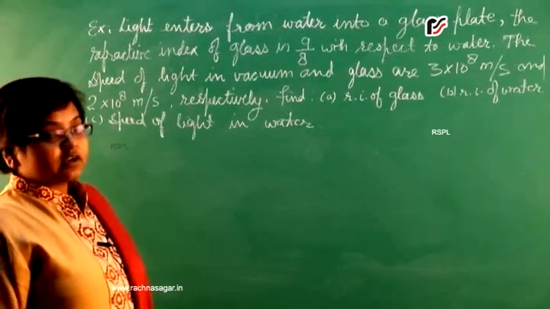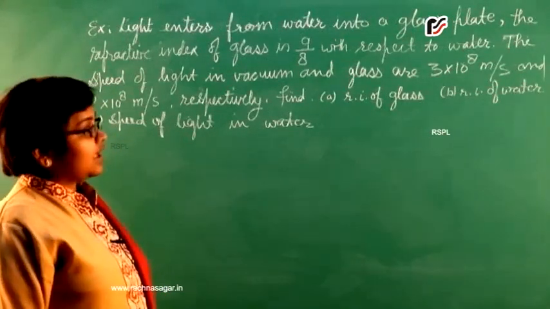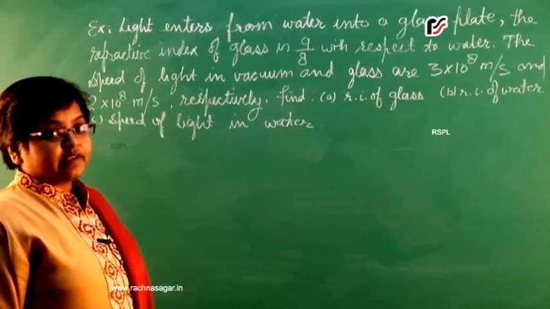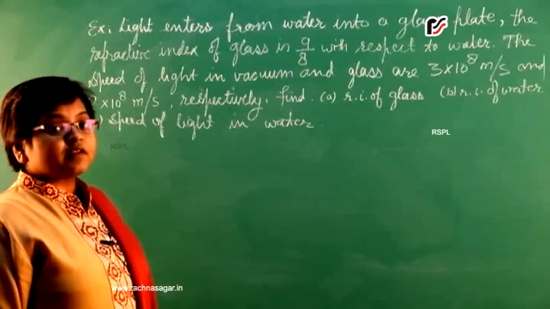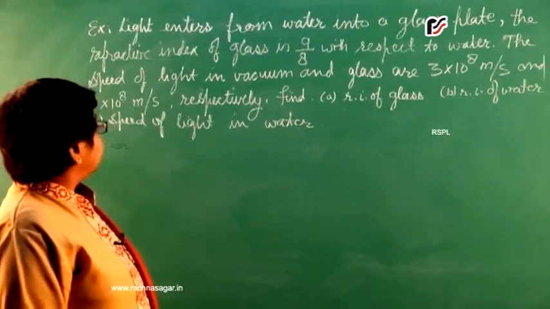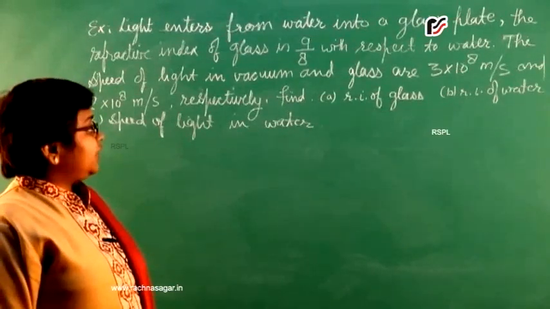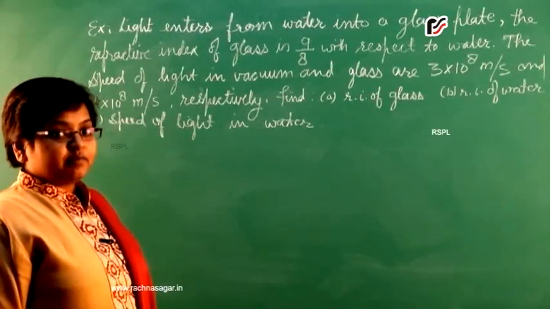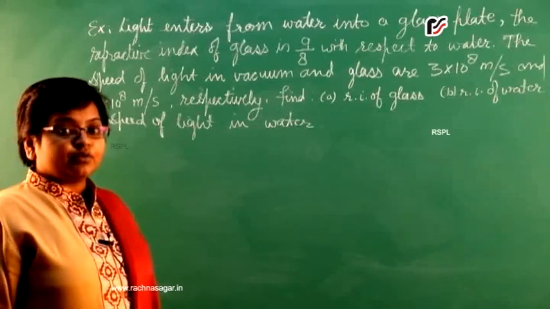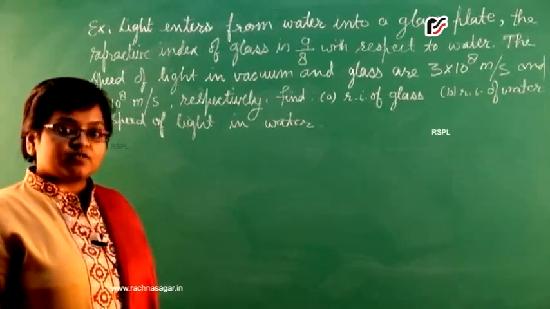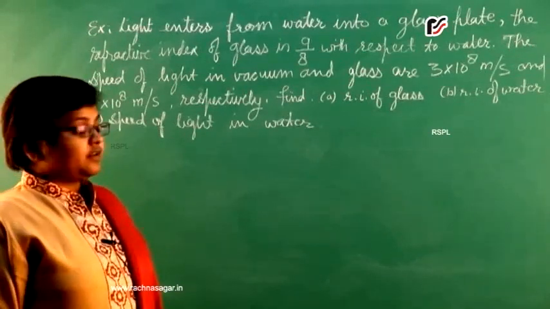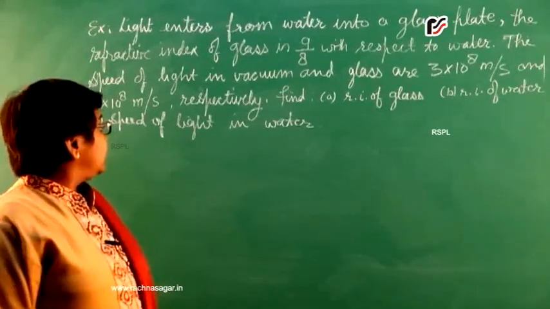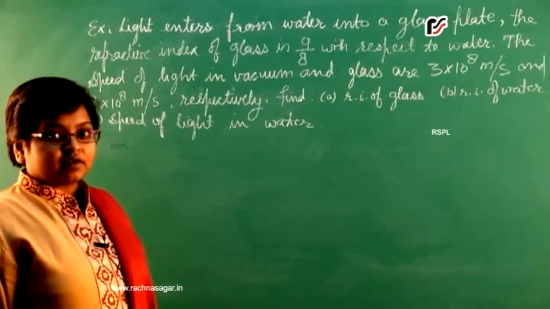Light enters from water into a glass plate and the refractive index of glass plate is 9/8 with respect to water. The speed of light in vacuum and glass is 3 into 10 to the power 8 meter per second and 2 into 10 to the power 8 meter per second respectively. Find refractive index of glass, refractive index of water and the speed of light in water.